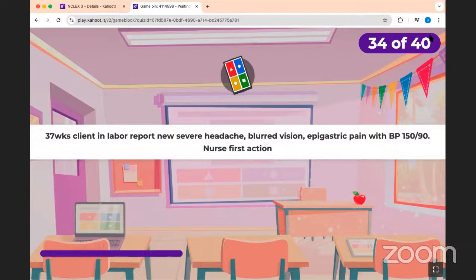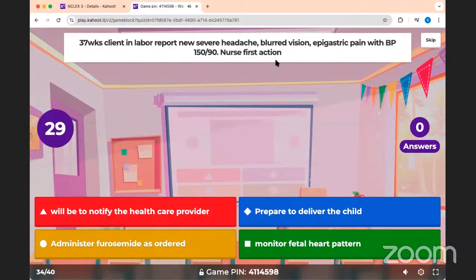37 weeks in labor, new severe headache, blurred vision, epigastric pain, blood pressure of this. And what should the nurse do? She's 37 weeks, is in labor, now has a headache, blurred vision, organ damage, and epigastric pain. The blood pressure is too high. What do you think? What will you do? You call the doctor, you give them furosemide, you prepare them to deliver, or you monitor fetal heart rate.